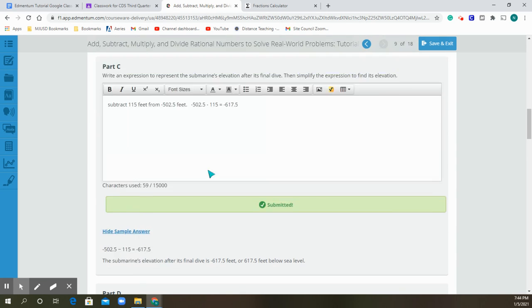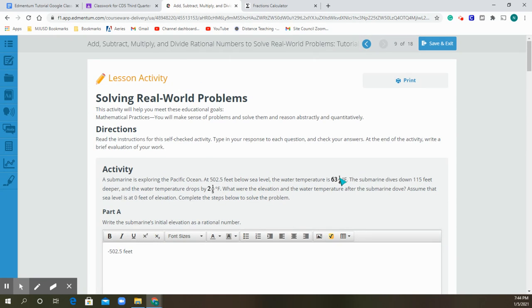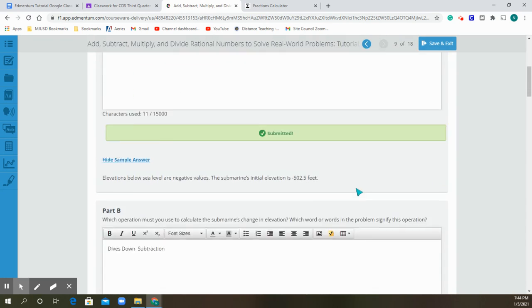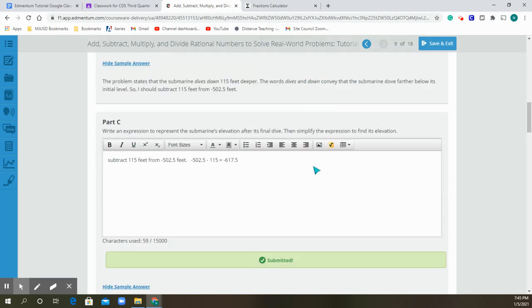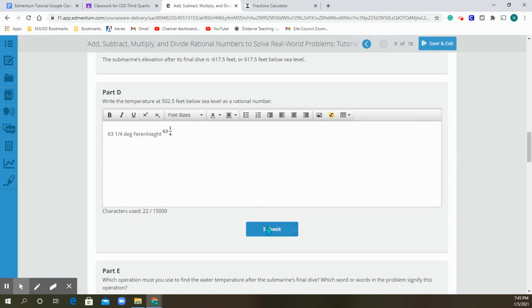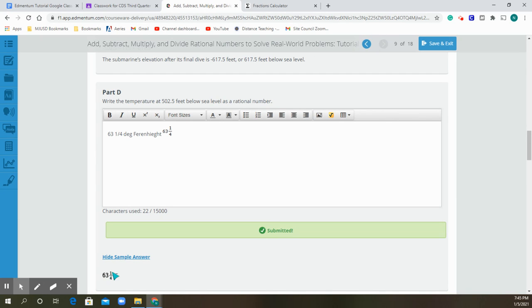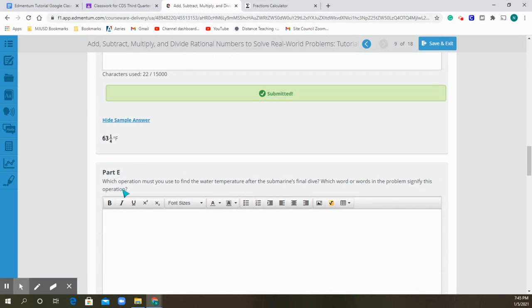Now, we would love to be able to just copy this and paste it, but it doesn't work that way for us. By the way, we need to remember this 2 1/5 while we're up here. Okay, so 63 and 1/4. We now have it typed in here. Hit submit. 63 and 1/4 degrees Fahrenheit. Awesome. Now, which operation must you use to find the water temperature after the submarine's final dive?